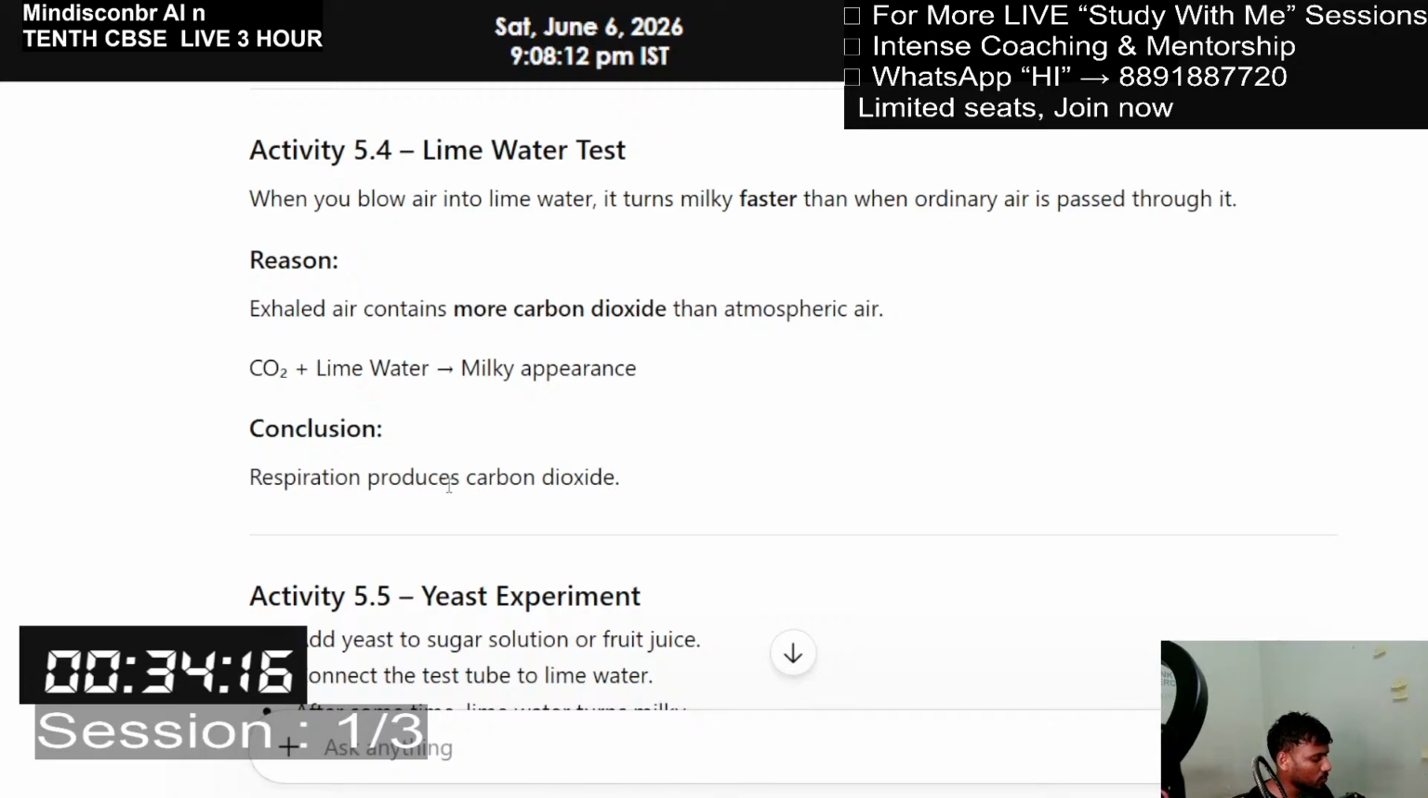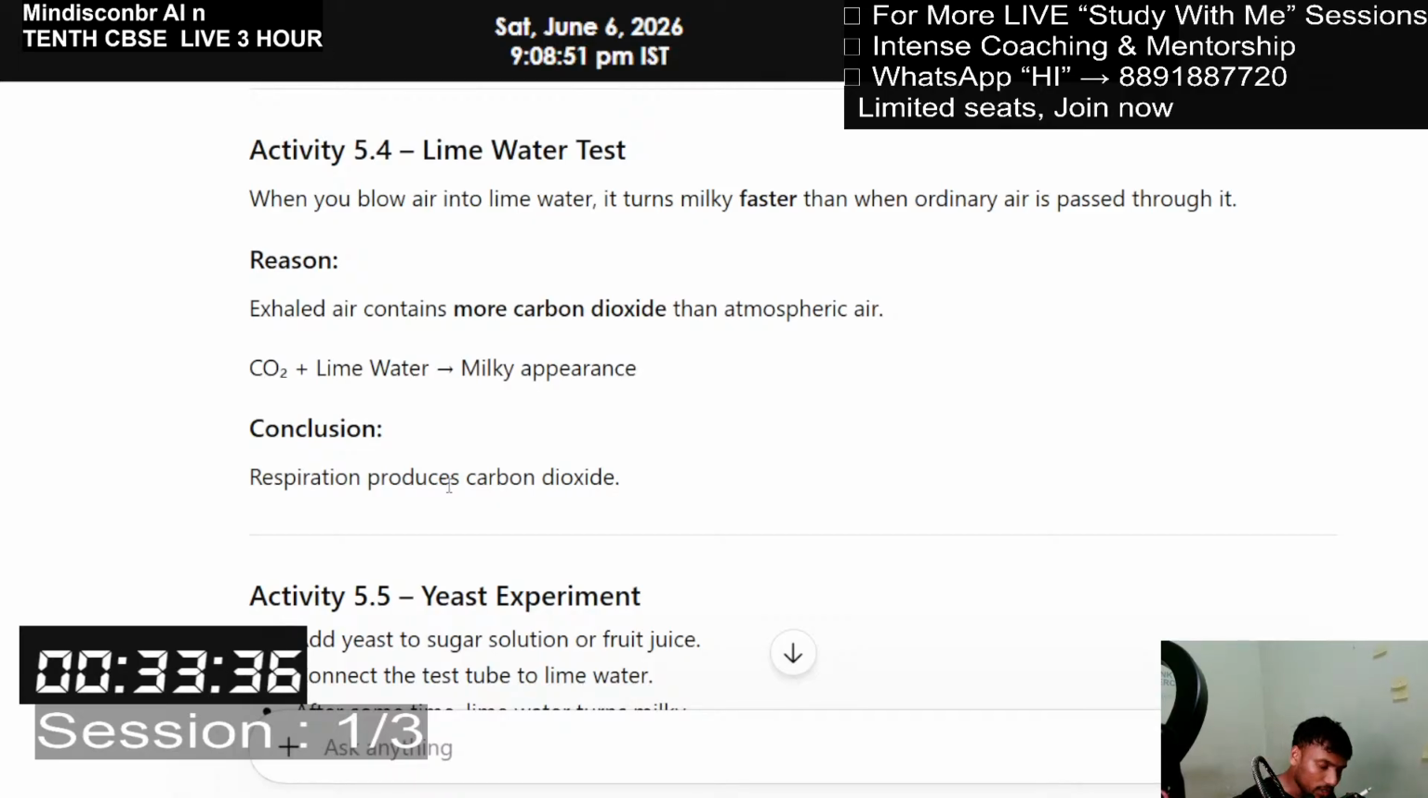And in these two activities, the test tube that gets milky faster is the first, the one shown in B, because while blowing, the carbon dioxide that gets into the test tube is more as compared to the air that we inject using a syringe. That is our exhaled air. What do you mean by exhalation? What do you mean by inhalation? So inhaled air, exhaled air. In this exhaled air, carbon dioxide will be more.